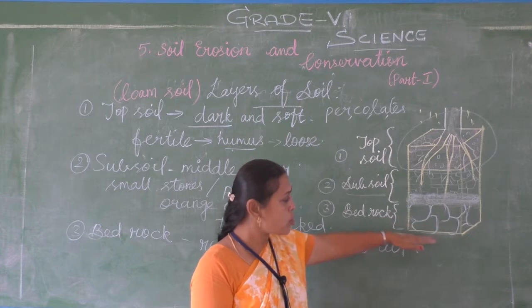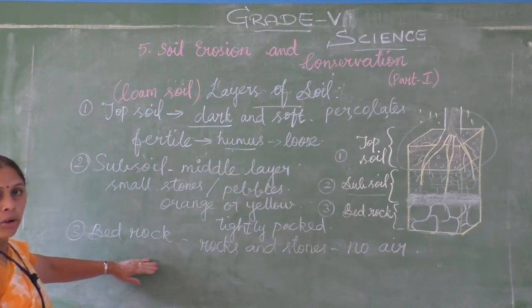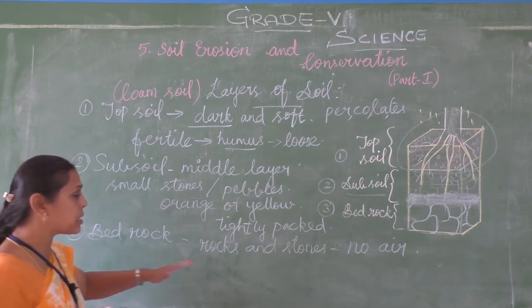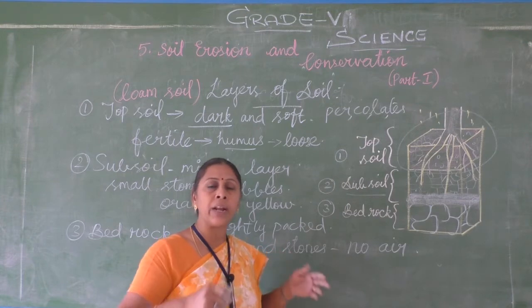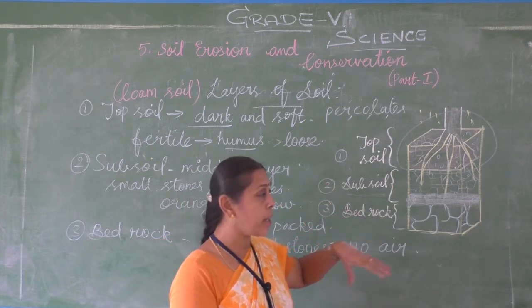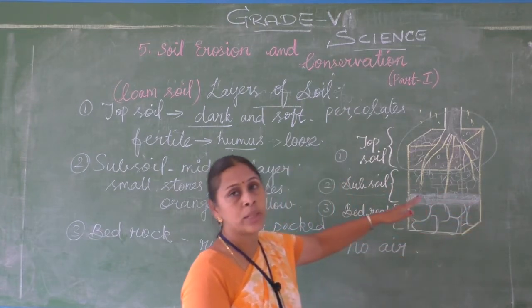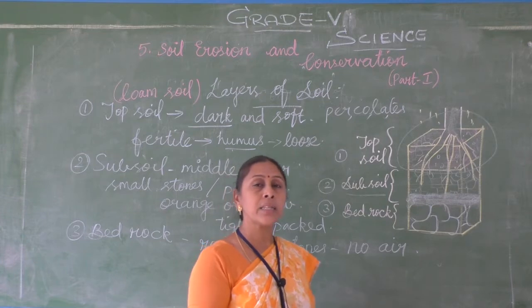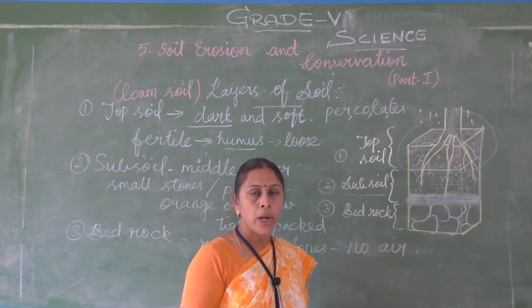Regarding the bottommost layer of the earth or the soil is called bedrock. Here you can see big pieces of rocks and stones. Through that the air and water will not enter. So the percolated rainwater from the middle layer is getting stored above this bedrock, and that is called as underground water. Are you all clear, children?